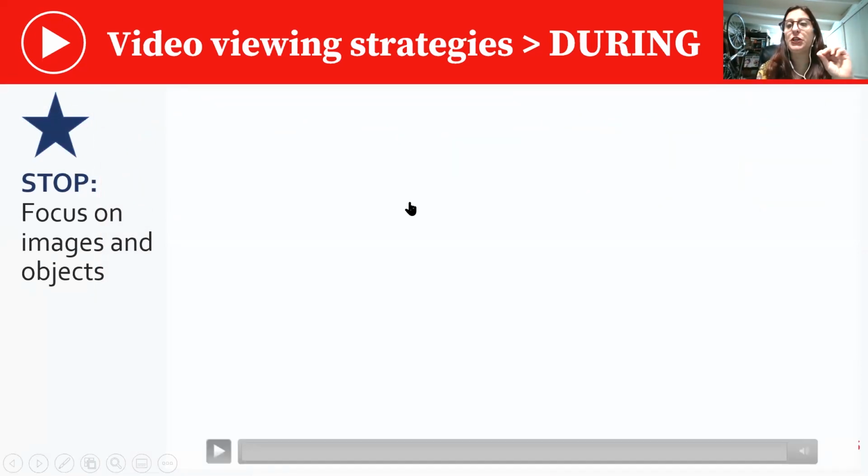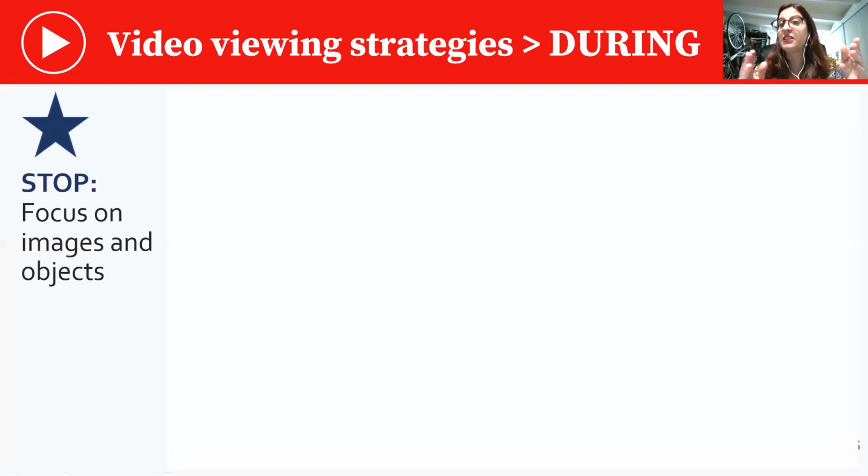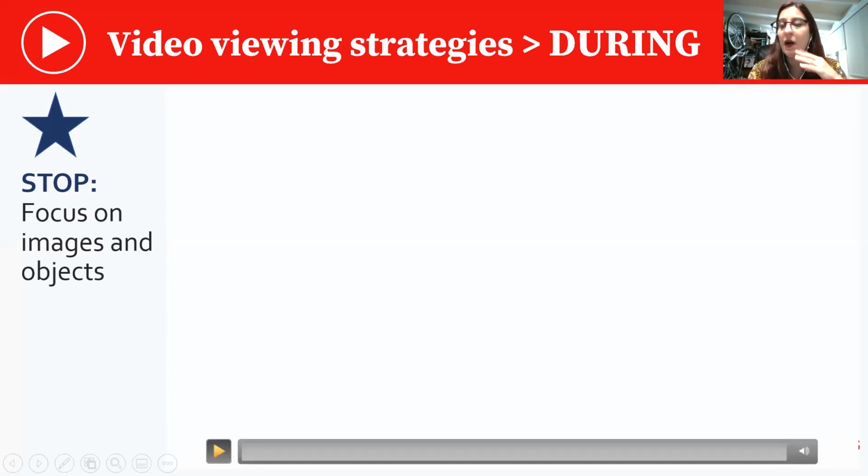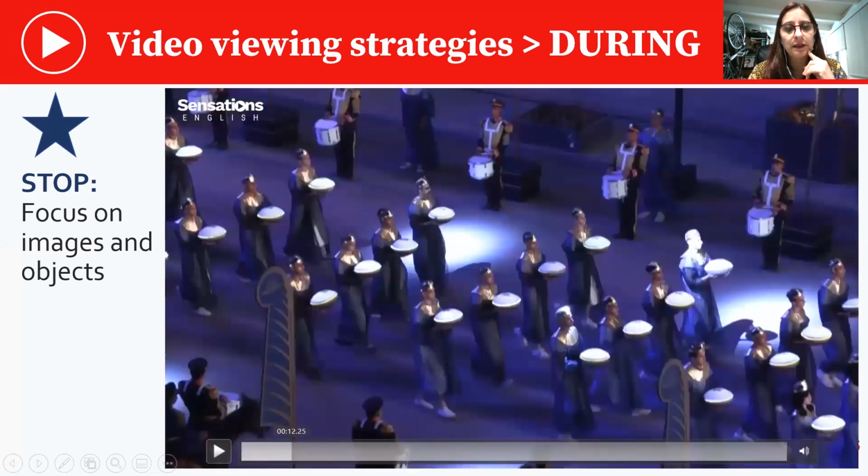Stopping the video at a certain point, yes, we did that and we called it freeze framing, but the objective of freeze framing was to predict what was going to happen next. The objective of stopping the image at a certain point is to be able to focus on that image in particular and focus on what's going on, focusing on the images, on the objects. So I'm going to play a little bit of this.